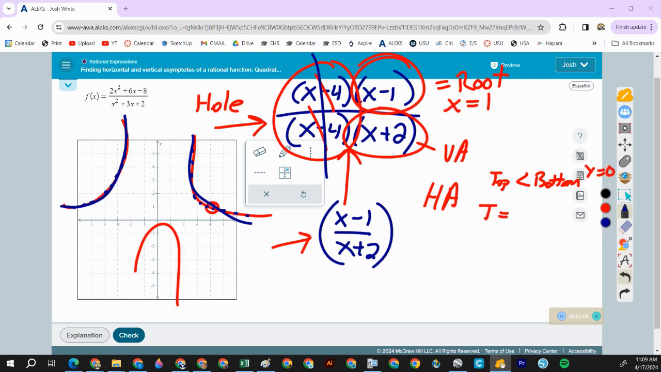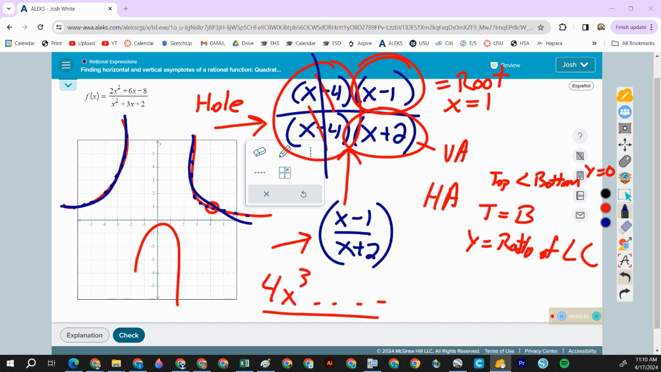If the top is equal to the bottom, and what do I mean by equal? What are we comparing? The degree. So the largest exponent. If the top has a smaller largest exponent than the denominator, then the HA is at 0 every single time. Okay? If they're the same power, then y is equal to the ratio of the leading coefficients. So if I had 4x to the third over 6x to the fourth, that HA is going to be at 0. The bottom is stronger than the top.